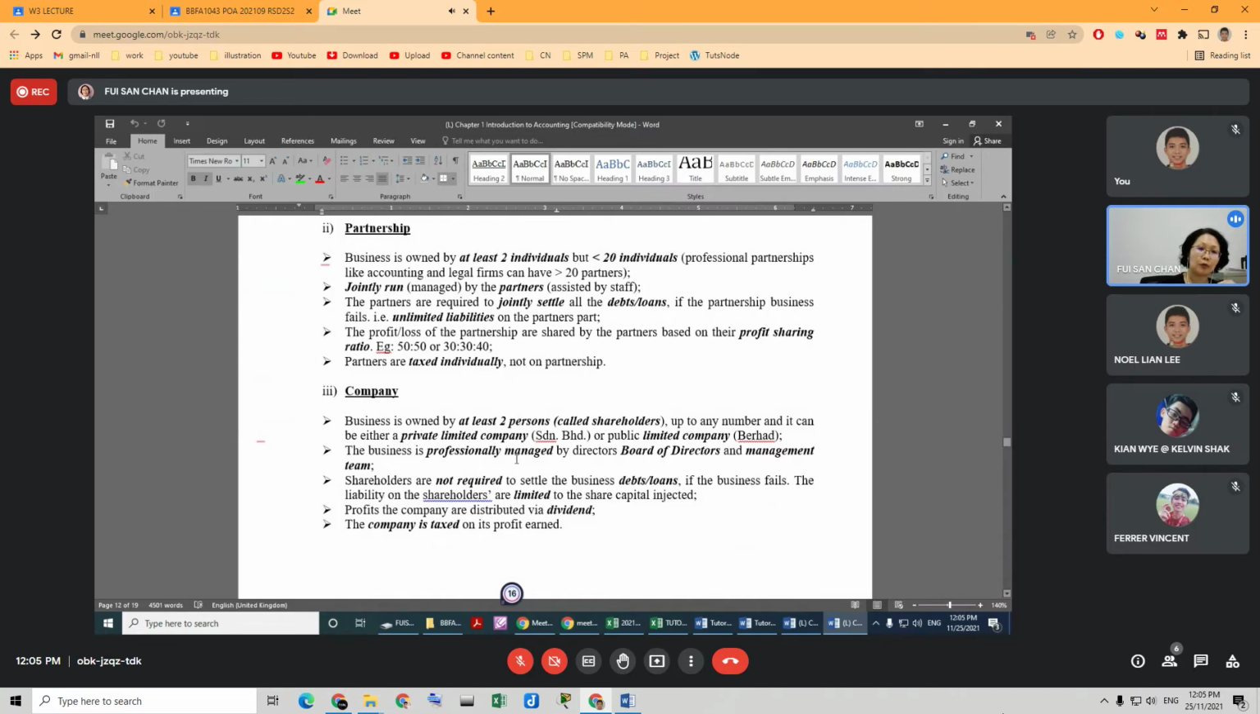So the business is professionally managed by the board of directors and the management team. The owners don't run the company. They let somebody run it. But they are the owners. They actually come up with the capital. So shareholders are not required to settle the business debt or loan. If the business is not doing well, or goes bankrupt, the shareholders only lose what they contributed.